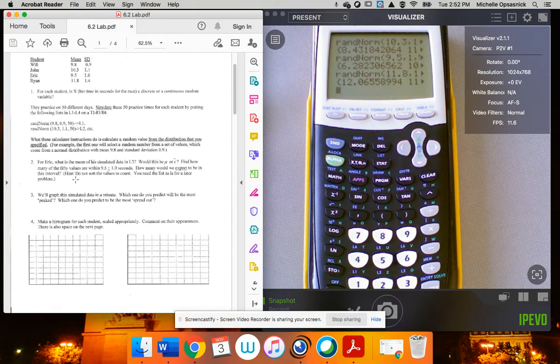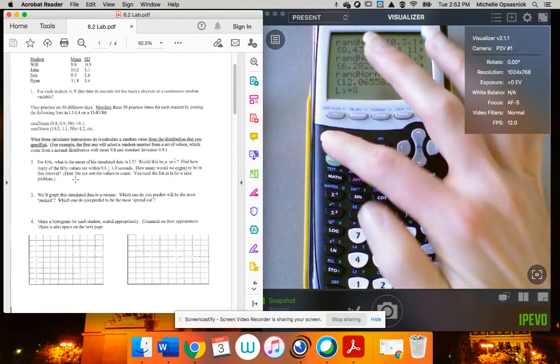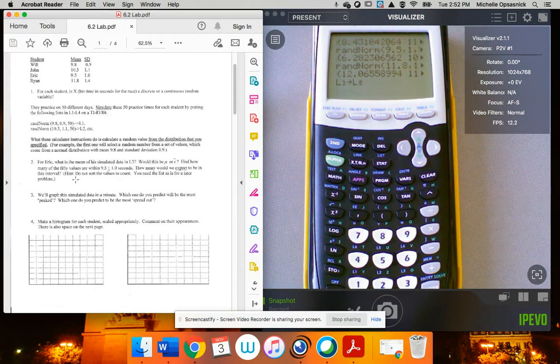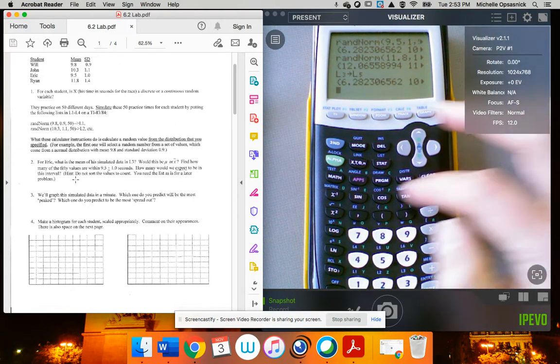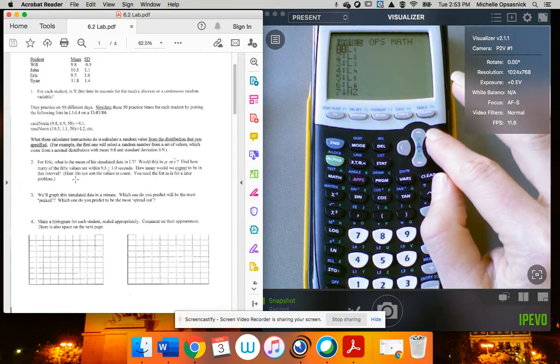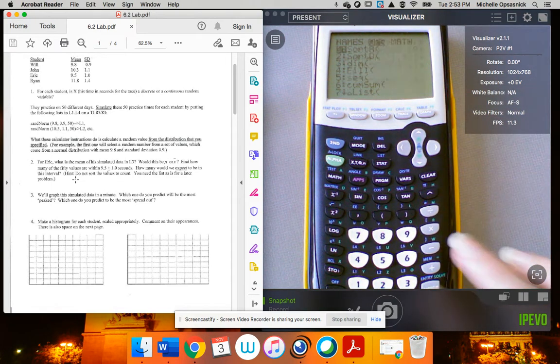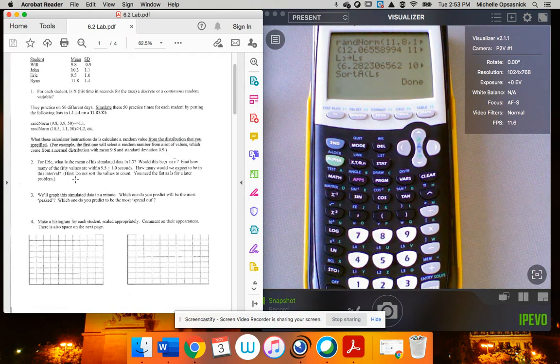So if Eric was in L3, I could, for example, say L3, I want to store that maybe in L5. And then I can sort L5 to make that easier to count. And again, the sort option would be second, and then stat for the list option. And then under ops, I've got sort A. Again, I can sort list 5. I do not want to sort those first 4 lists. So then I could go into list 5 and I could easily count up how many of the race times were within 1 standard deviation of the mean.